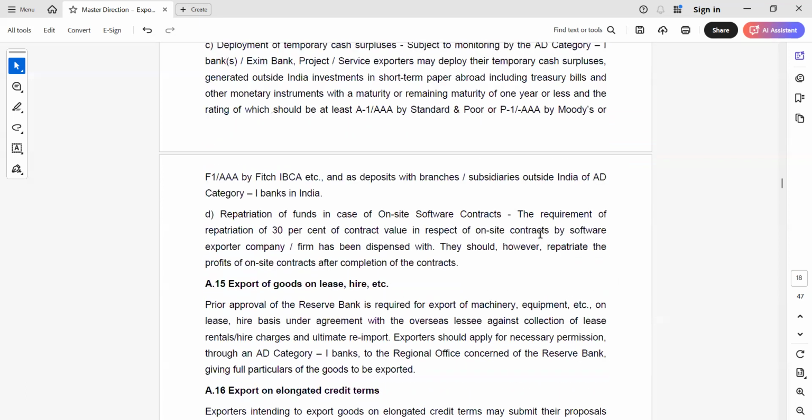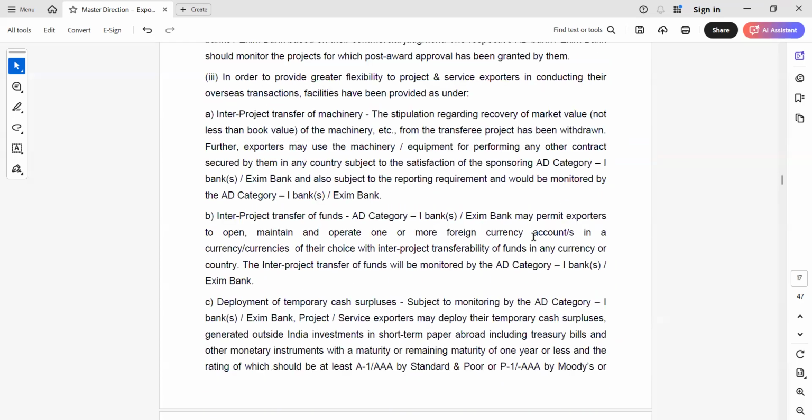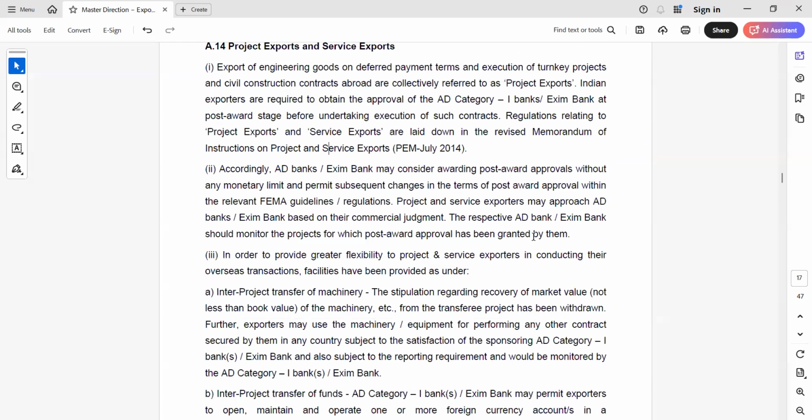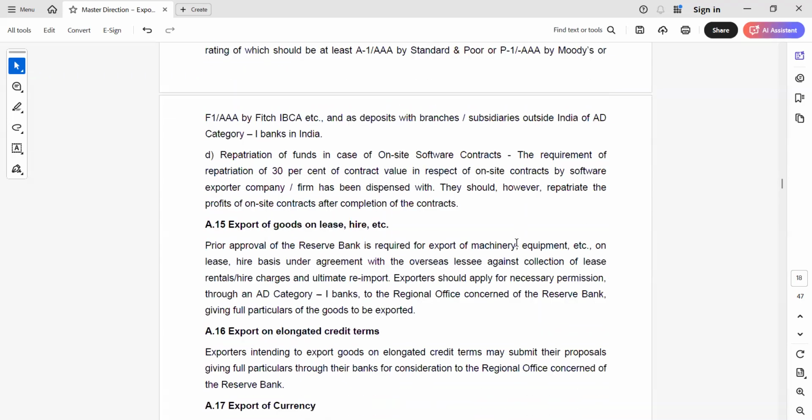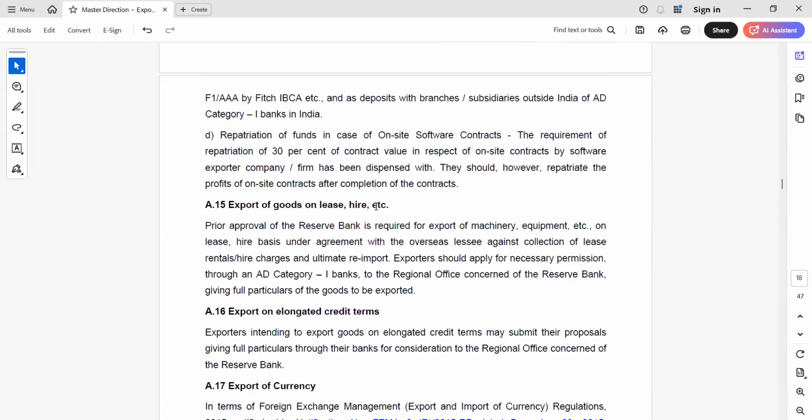We'll see which are the important points, friends, because so many guidelines are given and such deep questions will not be coming, but you should have an idea of what things are required for project export and services. Let's see the next point: export of goods on lease, hire, etc. Prior approval of RBI is required. You can remember this for export of machinery and equipment on a lease or hire basis under an agreement with an overseas lessee, against collection of lease, rental, hire charges and ultimate re-import. So it should be re-imported at the last.